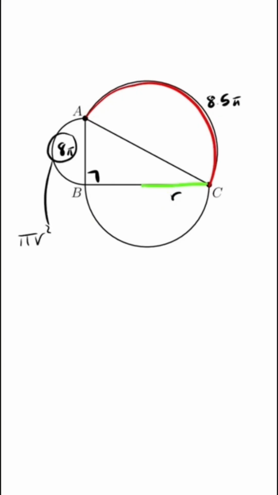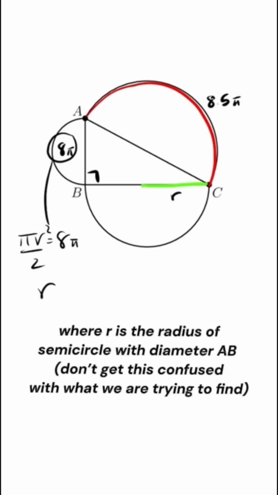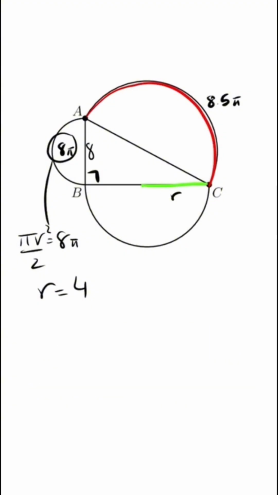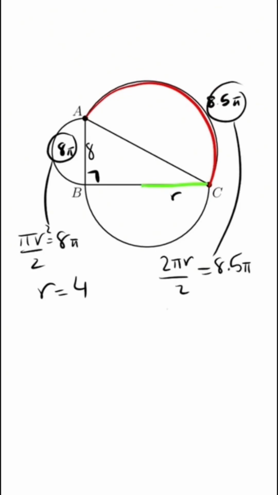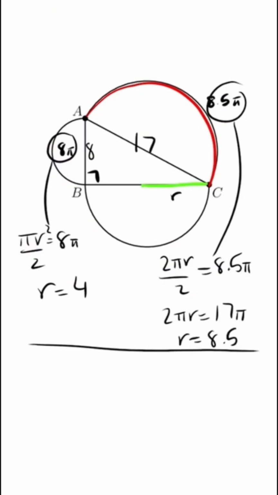Since we know that the area of the semicircle as shown is 8 pi, we know that pi r squared divided by 2 is 8 pi, and so r is 4. This then means that the side of the right triangle as shown has a length of 8. Then since we know that the length of the red arc is 8.5 pi, we know that 2 pi r divided by 2 is 8.5 pi, and so r is 8.5. This then means that the side as shown is 17 because it's the diameter.